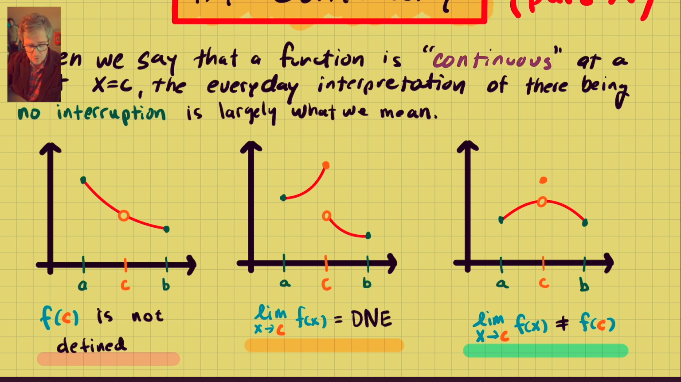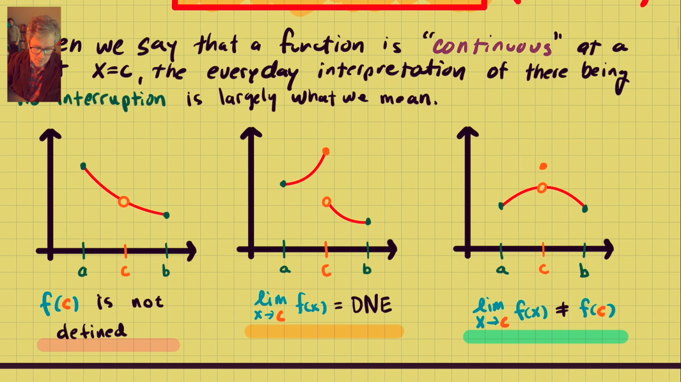And then a third case would be what we see over here. In this case, the function is defined everywhere, and the limit exists everywhere. But when we look at the graph, we see that the limit of the function as we approach c is not equal to the value of the function at c. The value of the function at c is up here. The limit is down here. They're not equal. So we can summarize that by saying that the limit as x approaches c of f of x is not equal to f of c.